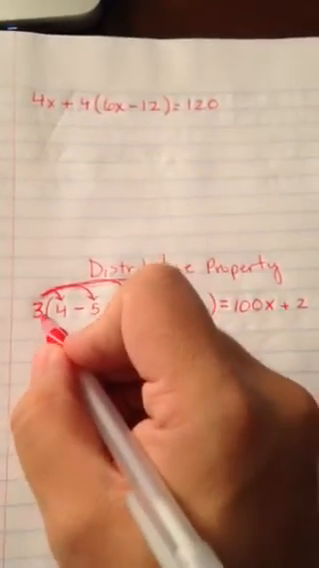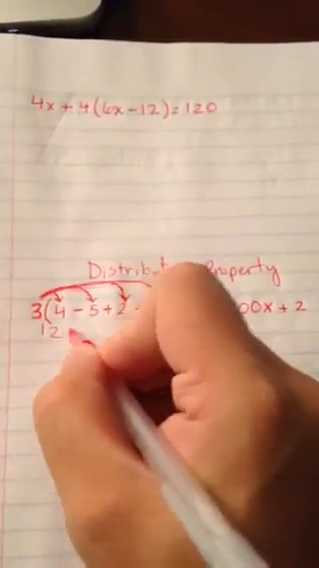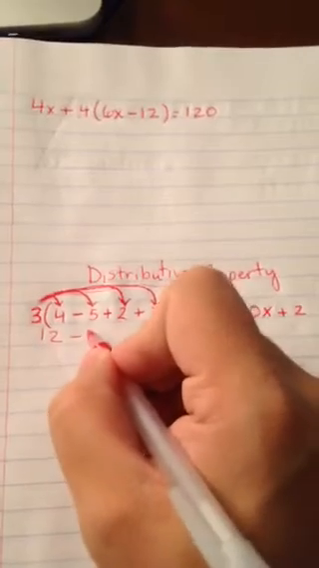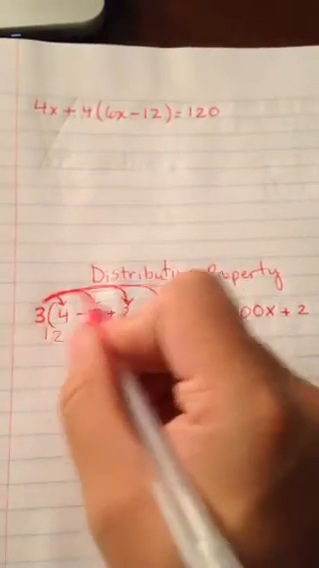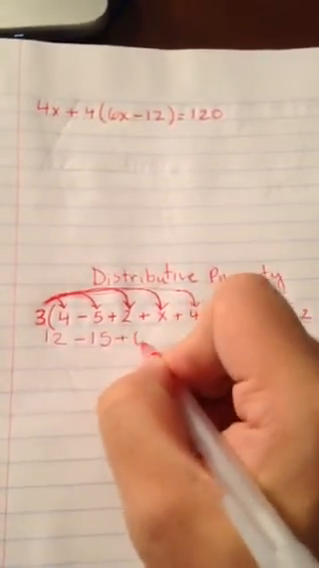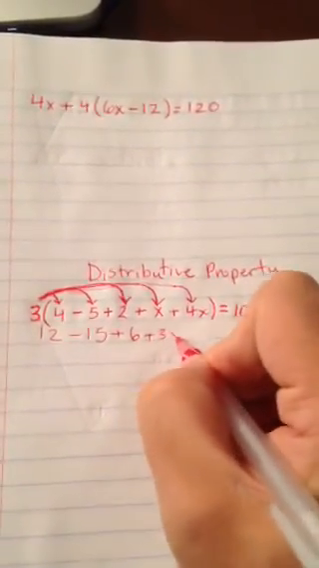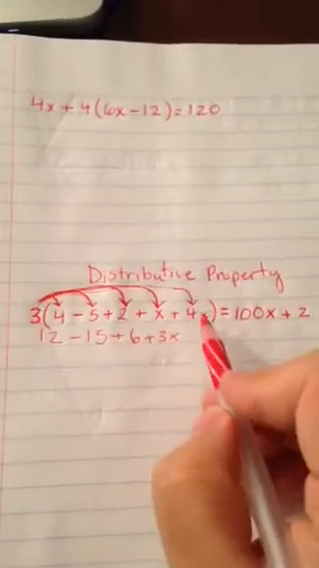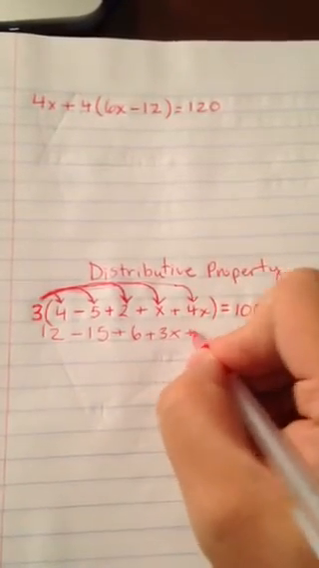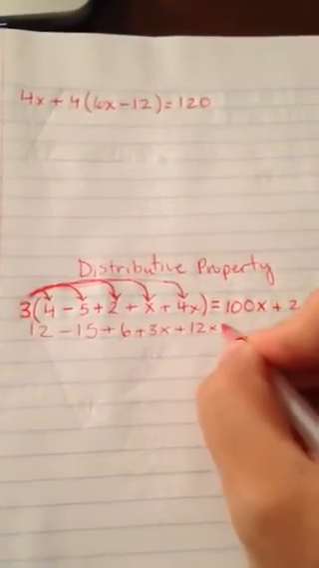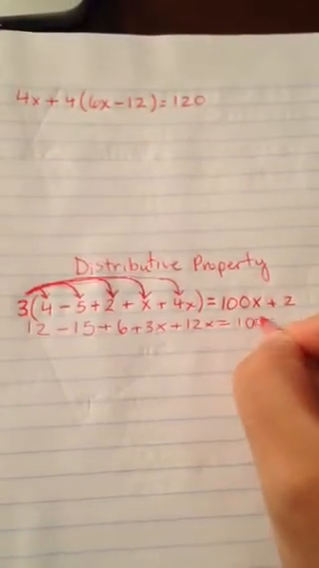So I'm going to put 3 times 4 is 12. 3 times -5 is -15. 3 times 2 is +6. 3 times x is +3x. And 3 times 4x is 12x. And then that all equals the other side.